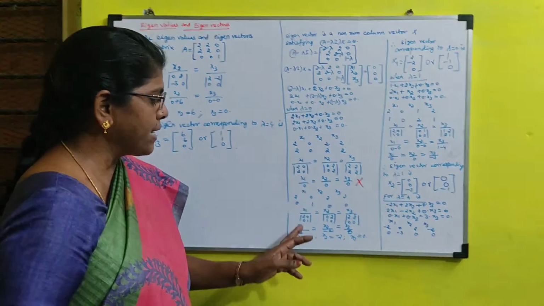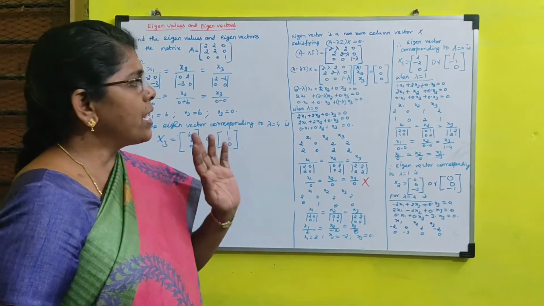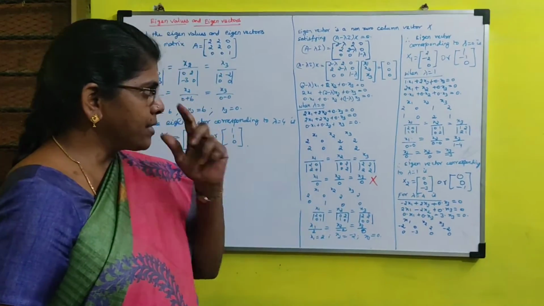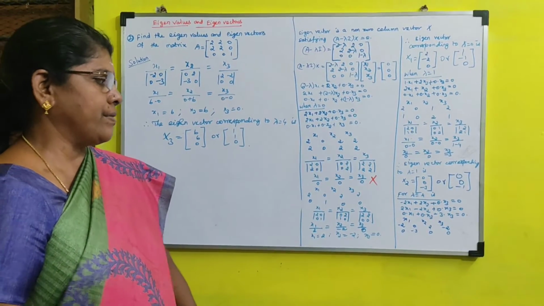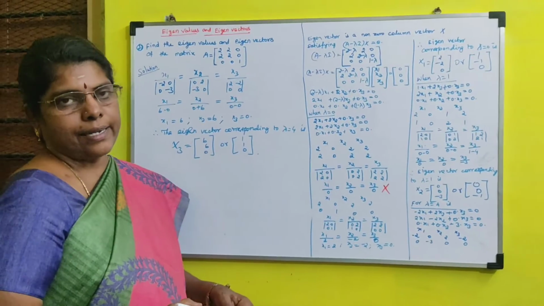equations. Then only we can get the non-zero vector. Otherwise, we will have a zero vector. When you have similar equations, you have to consider two different equations. Okay. This is the different case in eigenvalues and eigenvectors.